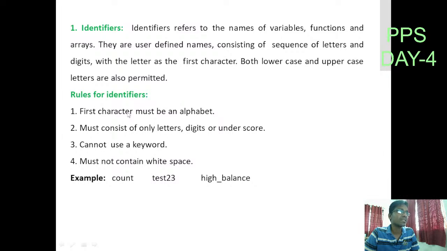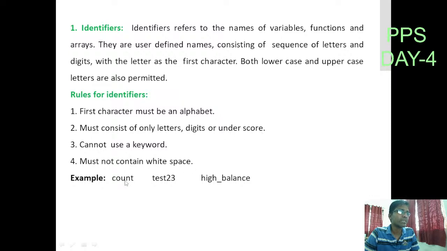As I said, the first character must be an alphabet. In this example, C is a character, T is a character, and H is a character. So according to the first rule, the first character must be an alphabet, so it is a valid identifier, and just123 is a valid identifier, and high underscore balance is a valid identifier. Now coming to the second rule, it must consist of only letters, digits or underscores.